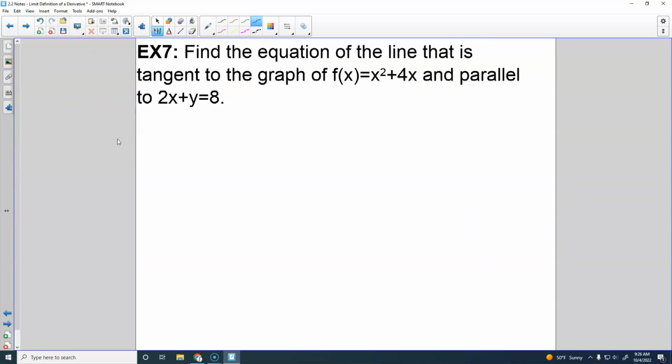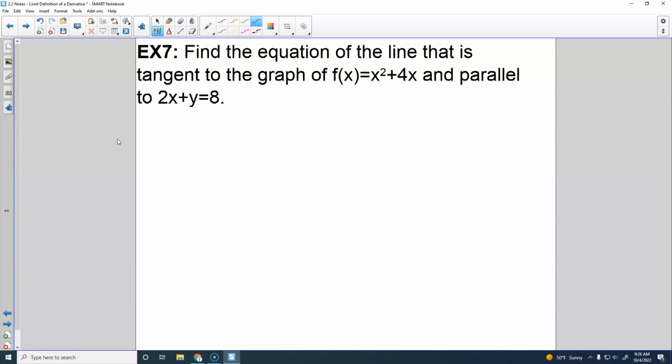Okay, we need to find the equation of the line that is tangent to the graph of f of x equals x squared plus 4x and parallel to 2x plus y equals 8. Now, this is the question that will get you thinking. It's the equation of a tangent line, so we know we need a point, we need a slope.